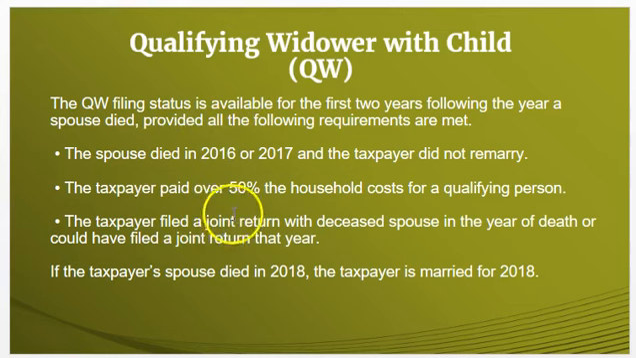The taxpayer filed a joint return with the deceased spouse in the year of death, or they could have filed a joint return. So this assumes that our taxpayer filed a joint return with their spouse in the year that their spouse died, and then for the 2 years after, they can file under this filing status. If the taxpayer's spouse died in 2018, the taxpayer is considered married for 2018, regardless of when the spouse died.